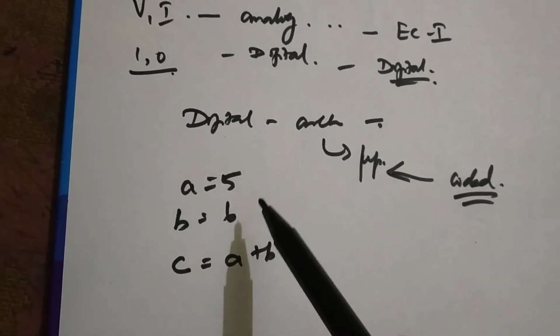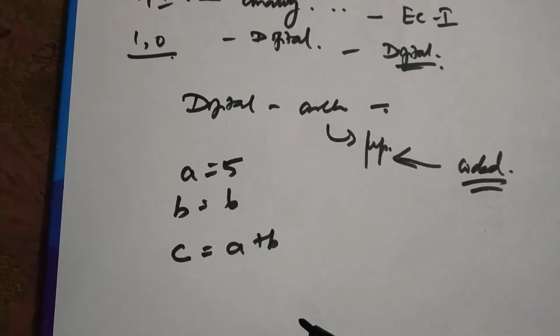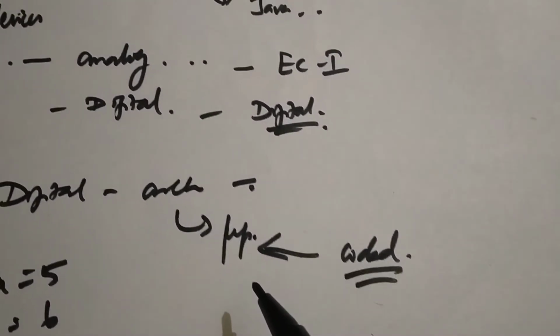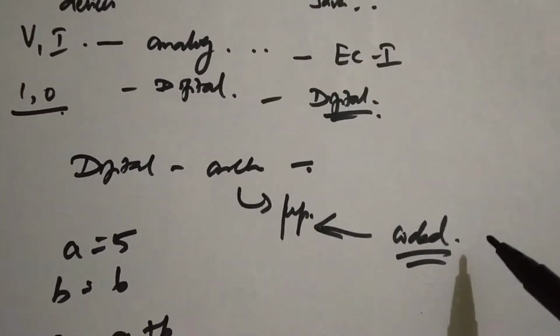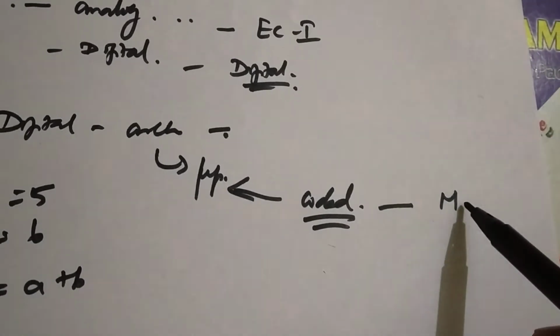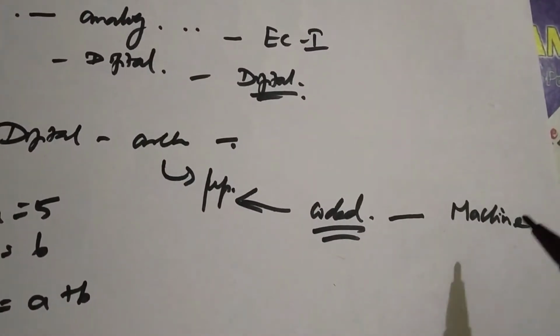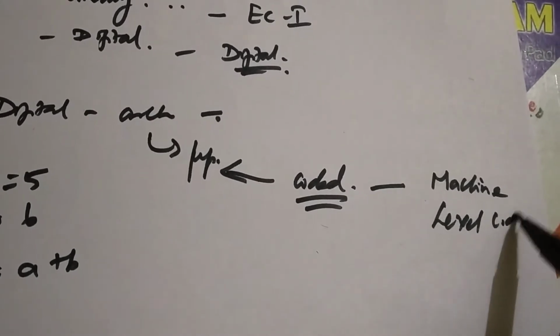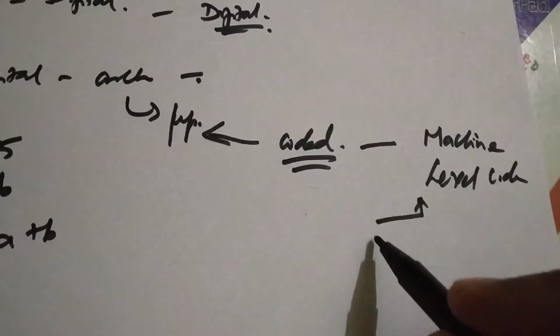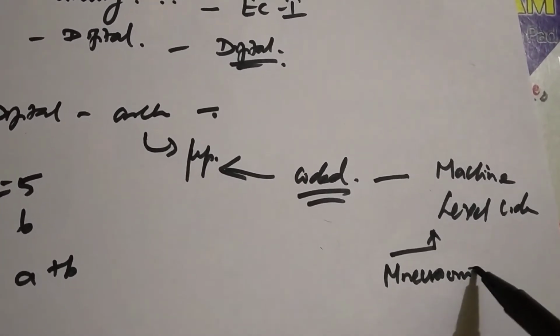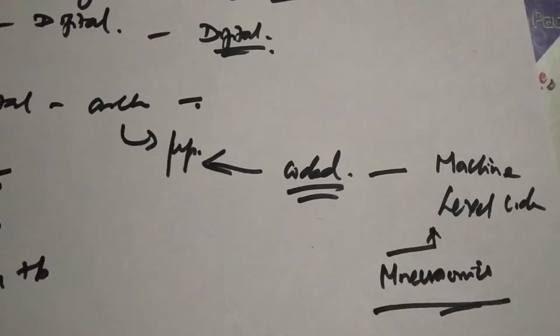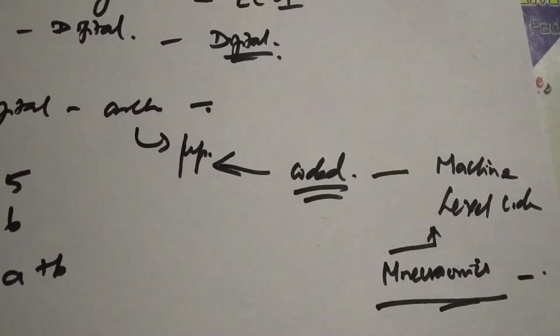A is given 5 and B is given 6, and C goes with A plus B, and this I call a code. This code is going to drive a hardware component, and this hardware component will produce the result expected by the person. We normally call this code machine level code, or mnemonics, and I hope you will learn it again in an upper semester.